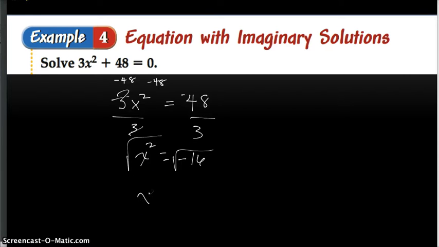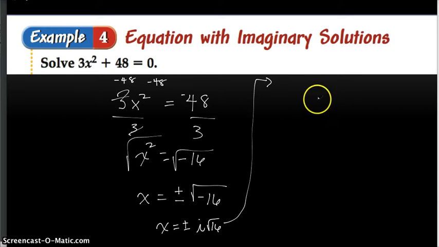Little caveat, keep this in mind. We take the square root of this and the square root of this. Since this is x squared, we have to consider the possibility that this answer is positive and negative. Plus or minus the square root of negative 16. First thing we do when we simplify a negative under the radical is to pop out the i. So x is equal to plus or minus i root 16. We know that root 16 is simply 4.